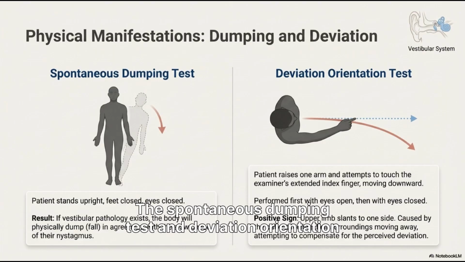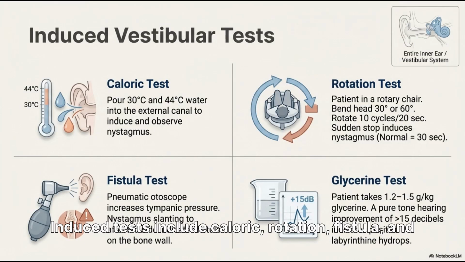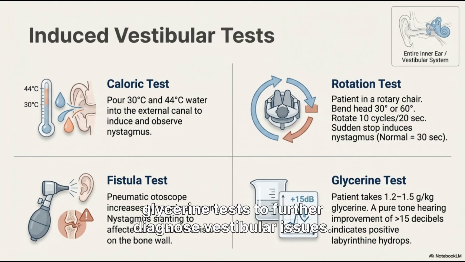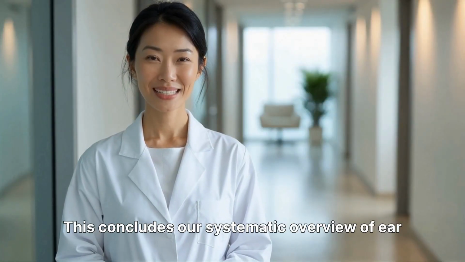The spontaneous dumping test and deviation orientation sign help identify vestibular pathological changes. Induced tests include caloric, rotation, fistula, and glycerin tests to further diagnose vestibular issues. This concludes our systematic overview of ear examinations.